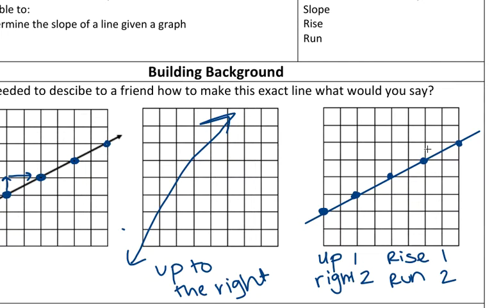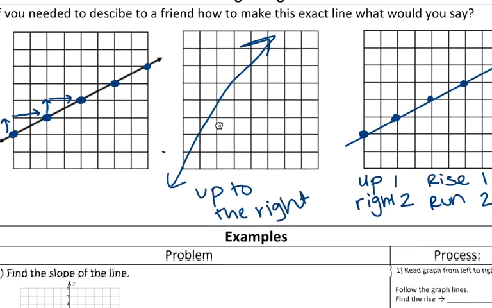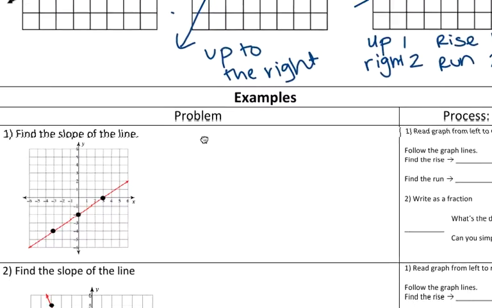So that's what slope tells us. It tells us the direction. It's going up, it's positive. So these are positive numbers. And it is going up 1, right 2. Okay, so here we go with the first problem.